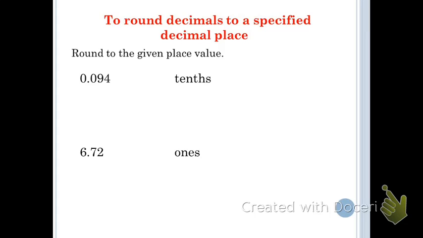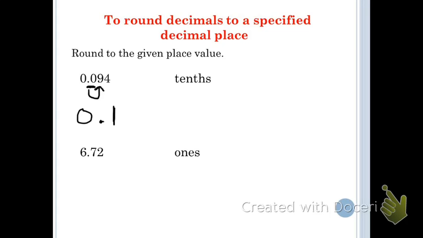Round to the given place value. In the first example, we're rounding to the tenths place. Notice we have the digit 0 in the tenths place. Look at the number to the right. Since 9 is 5 or greater, our 0 will round to a 1, so this number will round to 1 tenth.